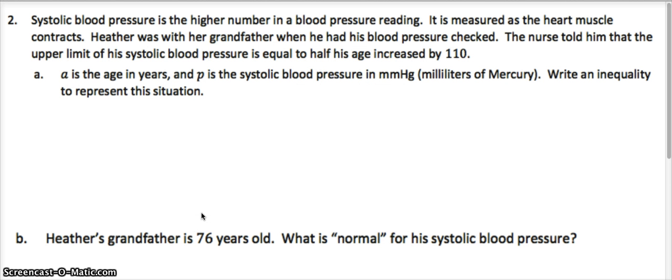For number 2, there are 2 parts to the problem. You'll see part A and part B. This is not a multiple choice question. It means there are 2 things that you need to do to go along with this problem.